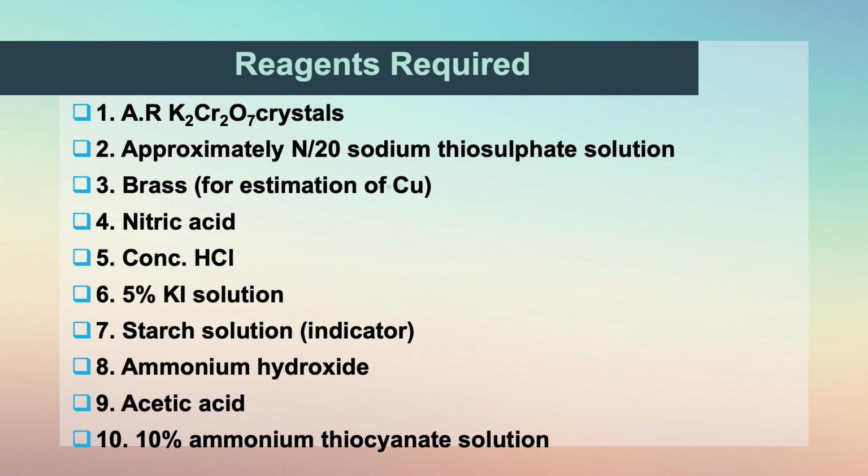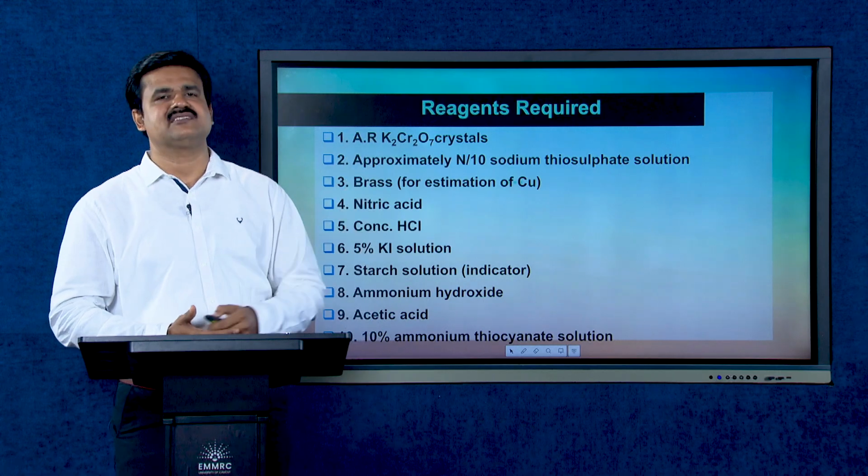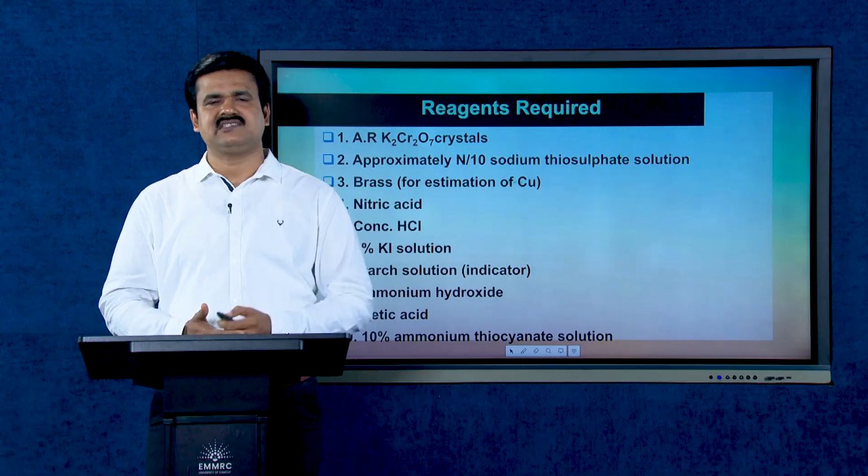The reagents required are depicted here: AnalaR potassium dichromate crystals, approximately N by 10 sodium thiosulfate solution, brass for estimation of copper, nitric acid, concentrated HCl, 5% potassium iodide solution, starch solution as indicator, ammonium hydroxide solution, acetic acid solution, and 10% ammonium thiocyanate solution. These chemicals or reagents are required to perform the analysis.